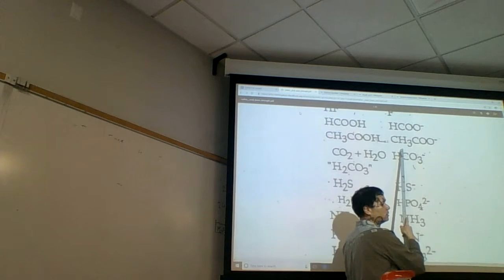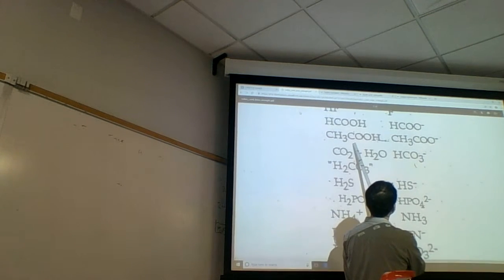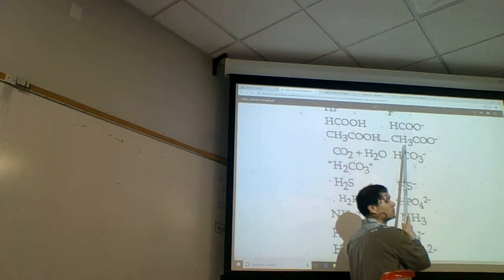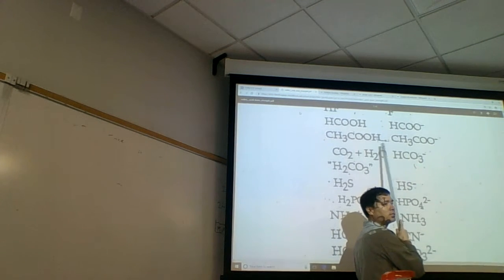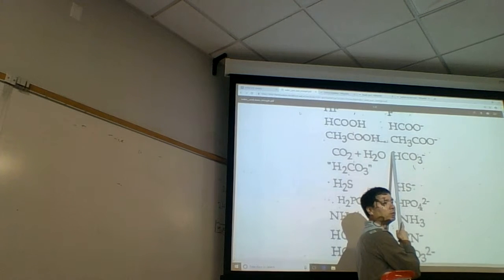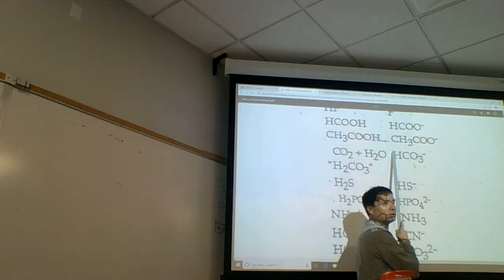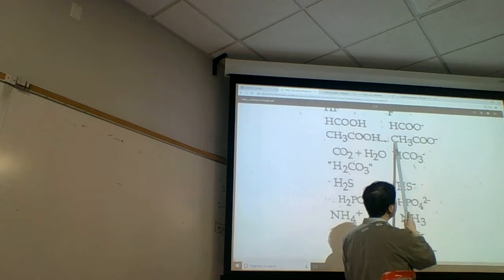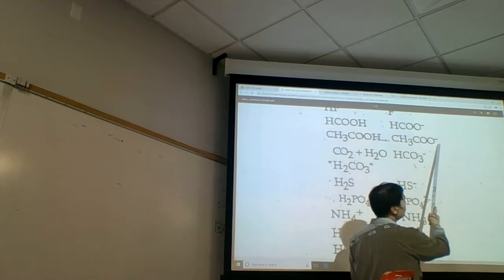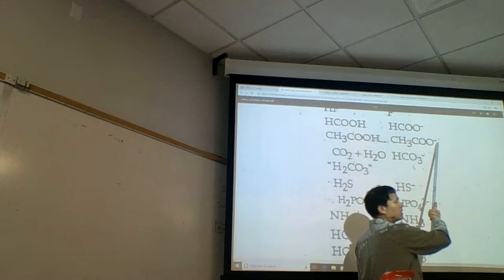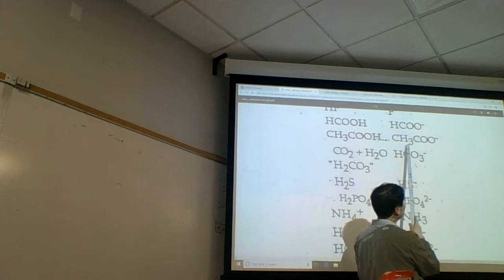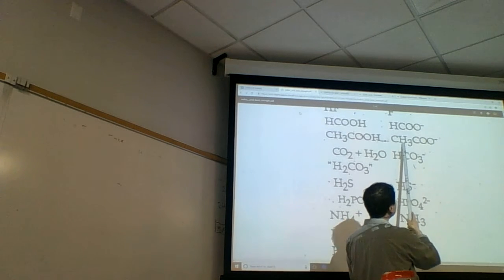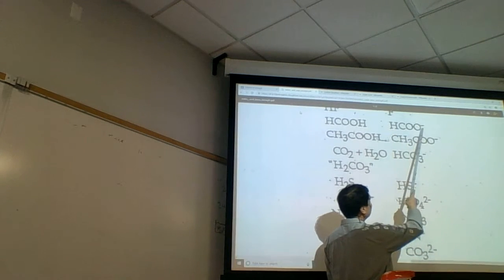You know what this is? This is acetic acid, therefore if acetic acid loses its cation, the anion we're left with is acetate. Acetate is C2H3O2 minus. That's the acetate ion. And this is the structural formula for acetate, CH3COO minus. It's acetate. This one is formate.